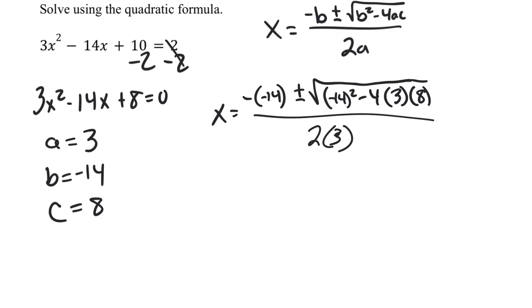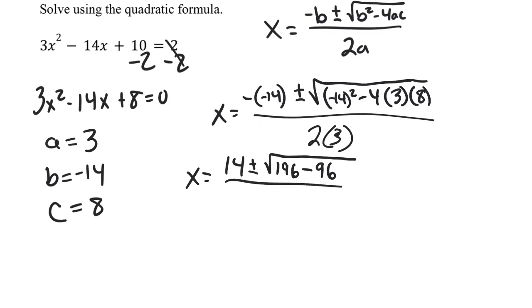Okay, so the next step, I'm just going to make that a positive 14, plus and minus the square root. 14 squared is going to be 196. 4 times 3 times 8 is 96. And then 2 times 3 is 6. So then the next step, I'm going to have positive 14 plus and minus the square root of 196 minus 96 is 100, over 6.